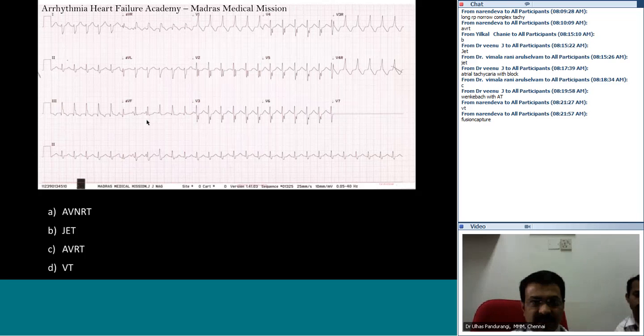Excellent. So wide QRS tachycardia, with some of the QRS complexes not belonging to the major family members, in the form of narrower or very narrow QRS, defining that to be a fusion or a capture complex. Hence the diagnosis is VT.